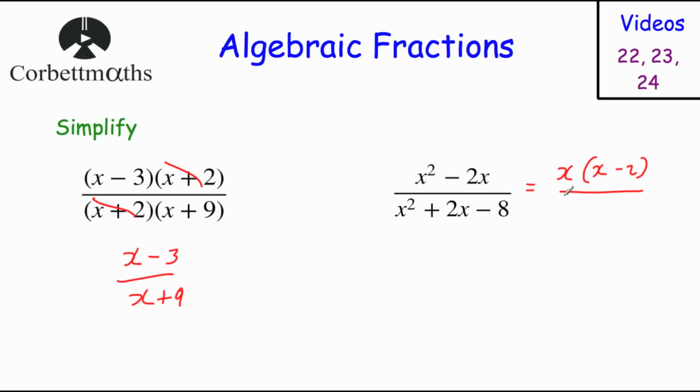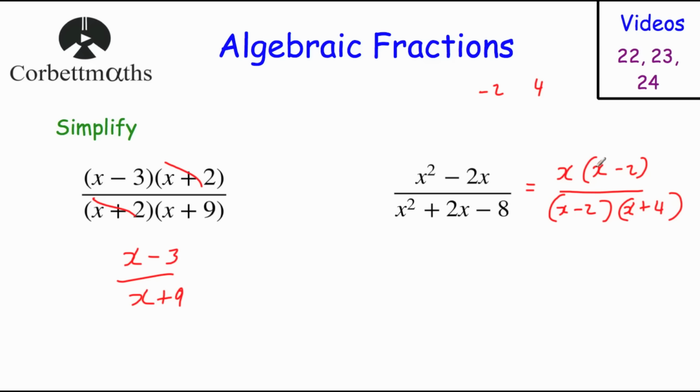And then the denominator, we can factorise it. So that's going to have two brackets. We can have x's at the front of both of them, and we want to find two numbers that will times together to give us minus 8 and add together to give us 2. Now I'm thinking minus 2 and 4, because minus 2 and 4 will multiply together to give us our minus 8, and they will add together to give us our 2. So that means it's going to be x minus 2 and x plus 4.